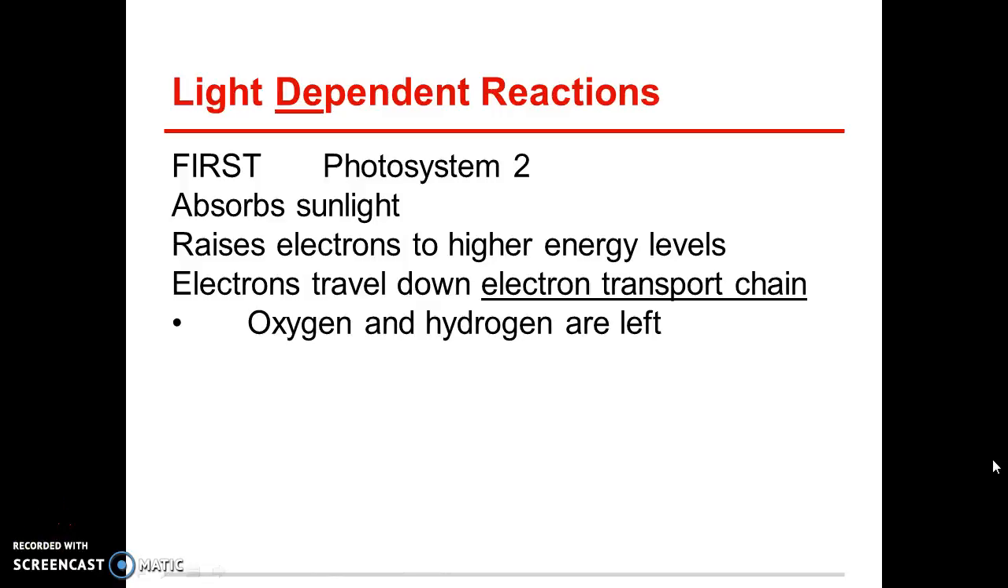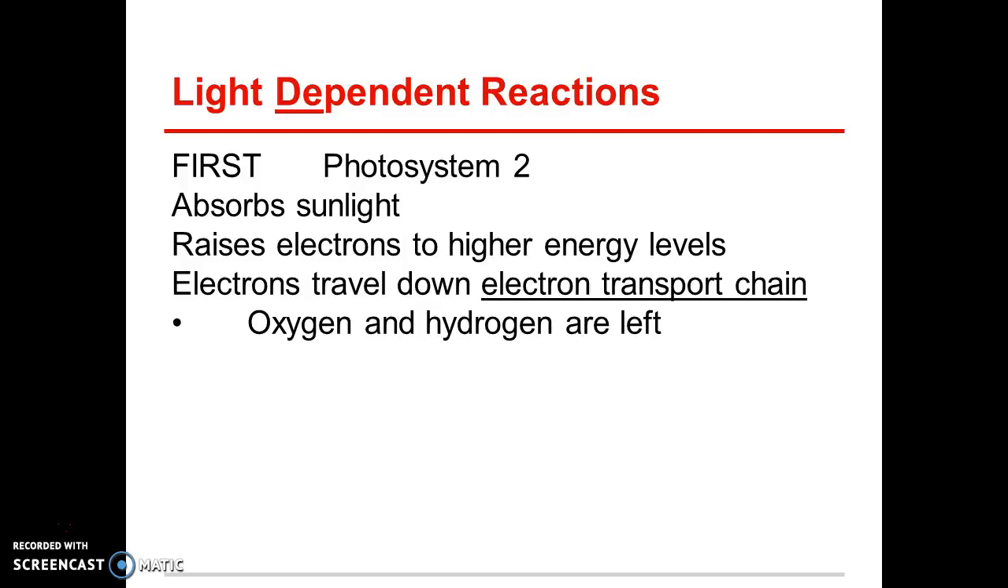So what first happens is it enters into photosystem 2. This is just a series of reactions that's called photosystem 2. You might be wondering, well, what about photosystem 1? Photosystem 2 was discovered after photosystem 1. So therefore, it's number 2, but it actually happens first. Photosystem 2 happens first. It absorbs the sunlight.